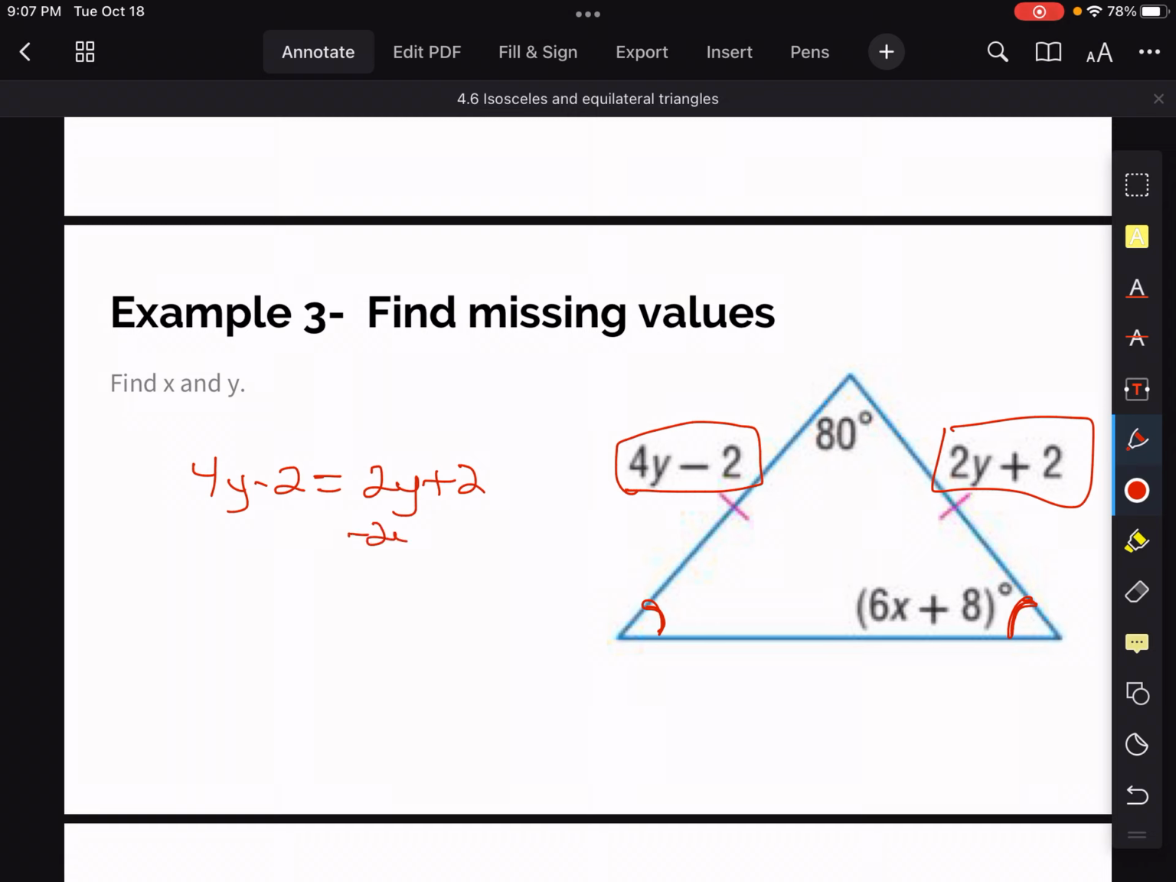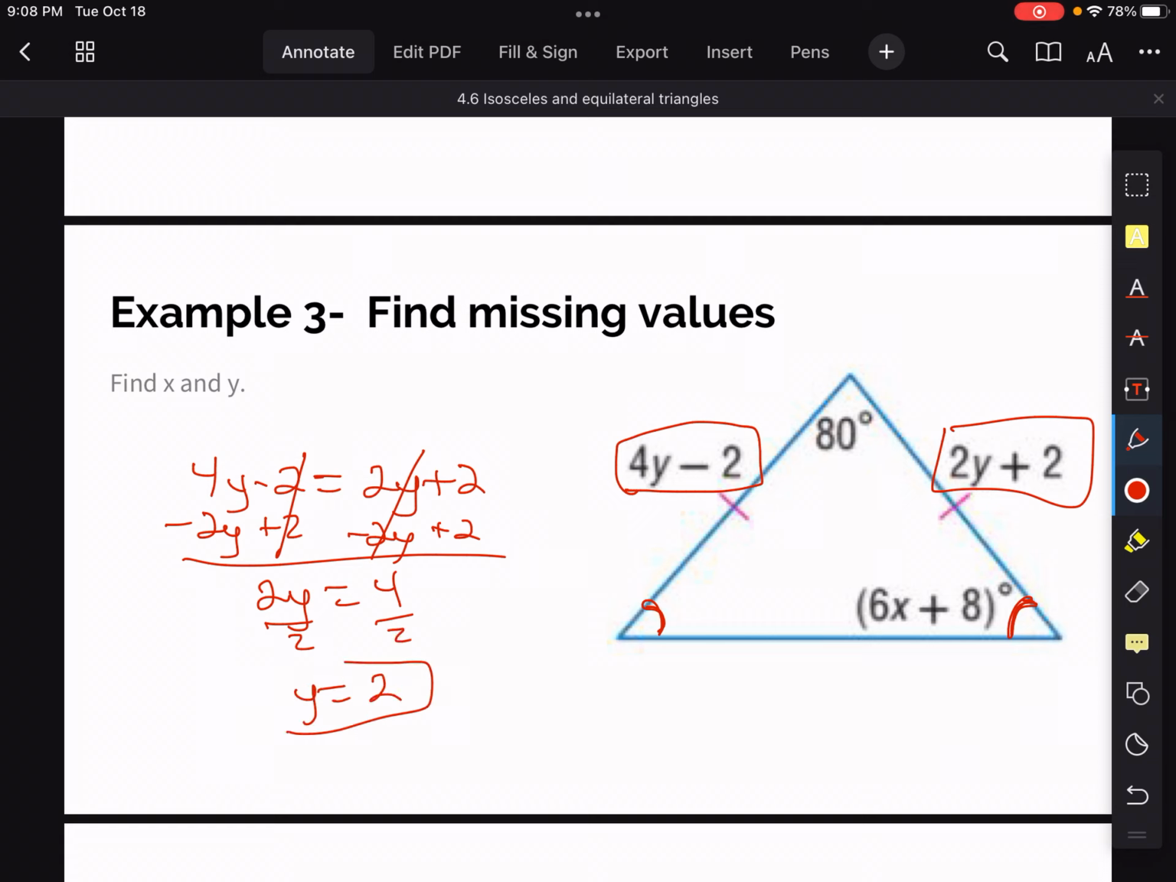So let's subtract 2y from both sides. And at the same time here, we can add 2 to both sides. This goes away. This goes away. 4y minus 2y is 2y. 2 plus 2 is 4. Divide both sides by 2. y is equal to 2. So I found that y is equal to 2.